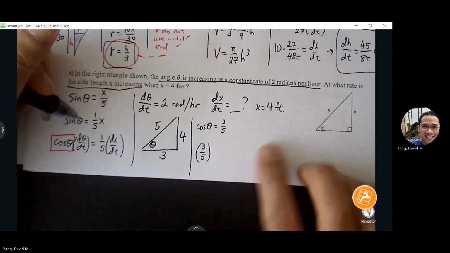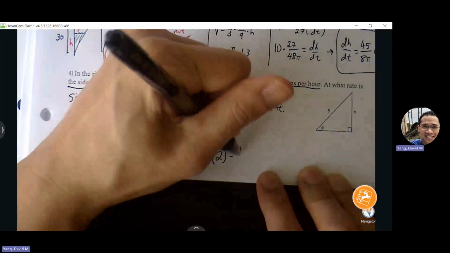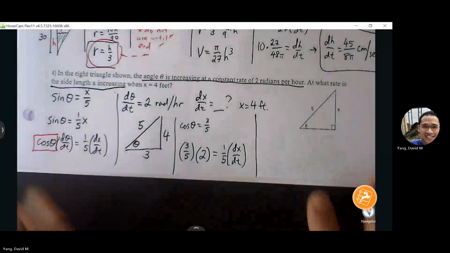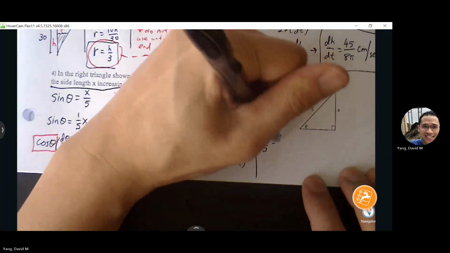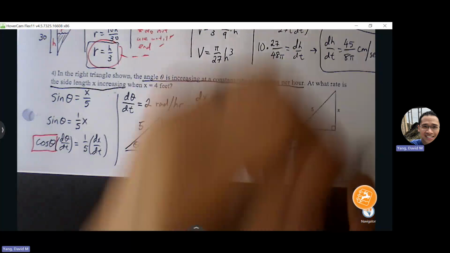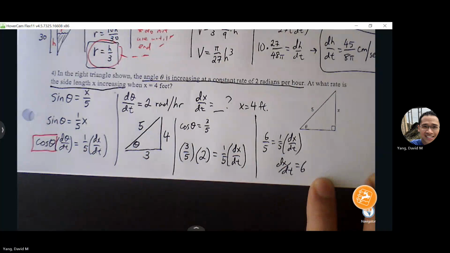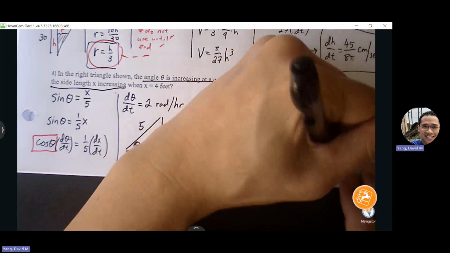d theta dt is 2. And then 1/5 times dx dt. Clean this up. 6/5 equals 1/5 times dx dt. 6/5 times 5 is going to be 6, so dx dt is, sorry, 6. Units of measure: feet per hour.